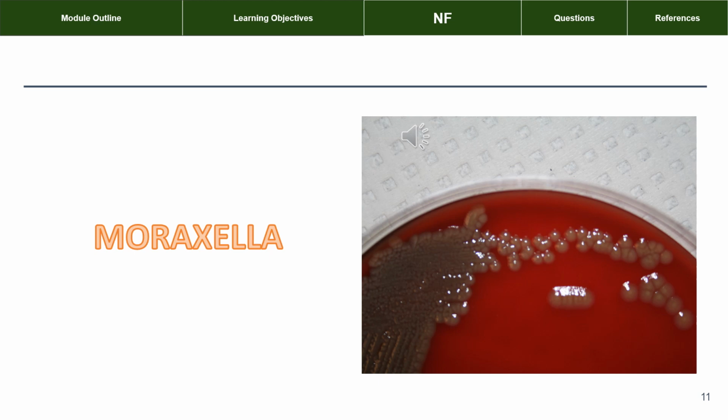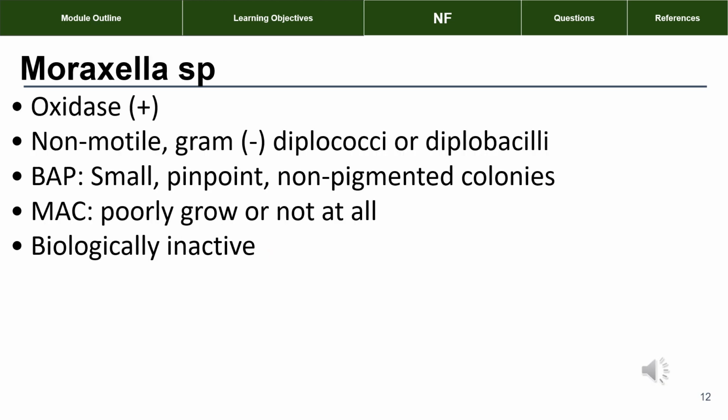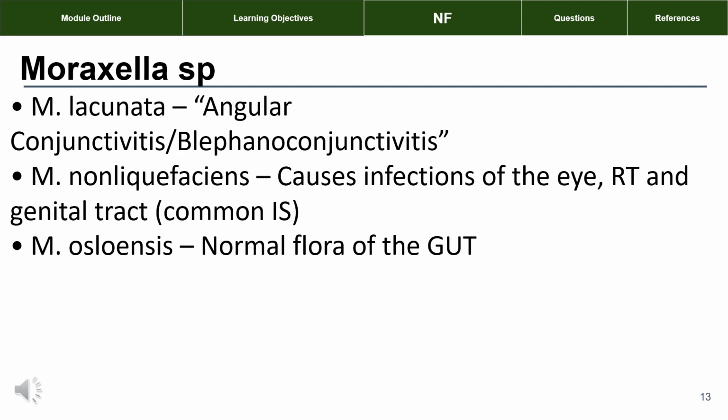Next up, we have your Moraxella. Your Moraxella species is oxidase positive. They are non-motile. They are gram-negative diplococci or diplobacilli. On your BAP, they appear to be small, pinpoint, and non-pigmented colonies. And in your MAC, they poorly grow or they don't grow at all. So they are biochemically inactive.